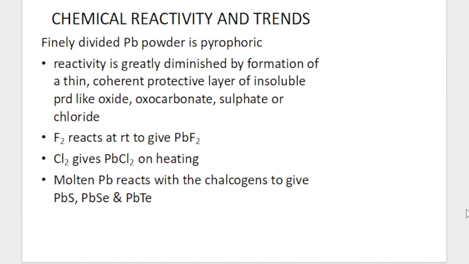Fluorine reacting with lead gives lead(II) fluoride. Chlorine gives lead(II) chloride on heating, and molten lead reacts with any chalcogen to give lead sulfide, lead selenide, and lead telluride.